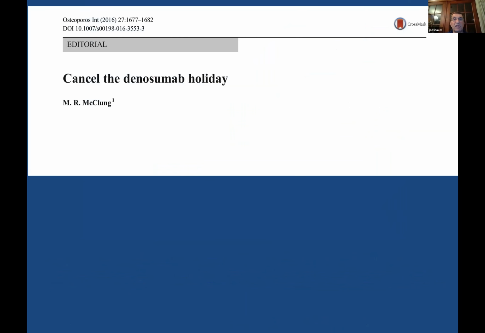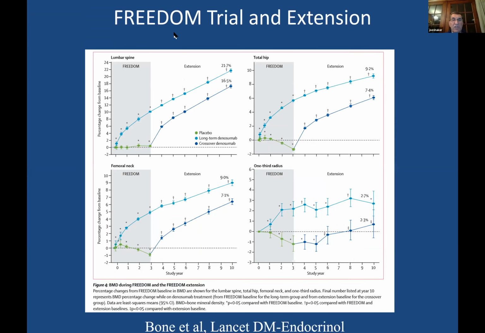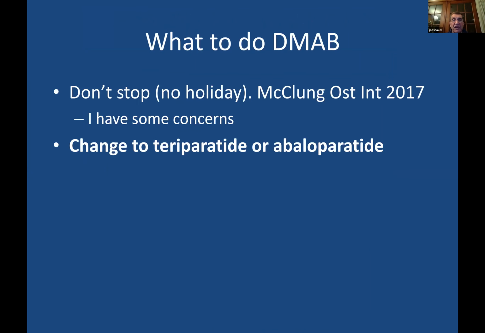So after this was first reported a few years ago, Dr. McClung wrote this article, Cancel the Holiday, and said, you can just keep them on it. So this shows that bone density goes up to 10 years. I have to admit, I have some angst about treating a patient indefinitely with a very potent anti-resorptive drug, which essentially comes very close to really decreasing bone remodeling to a very low level.